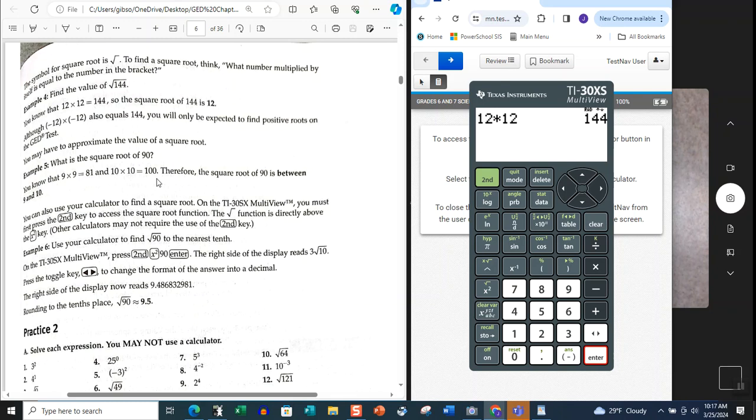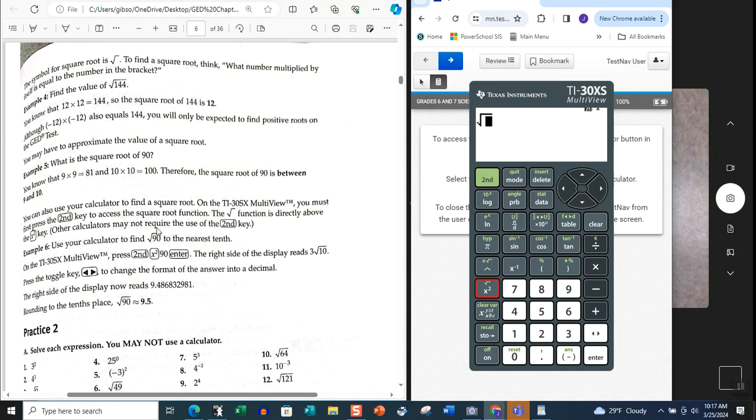On a TI-30 calculator, you must first press the second key to access the square root function. The square root function is directly above the x squared key. So let's do that. We'll press second, and then the x squared key. You notice the square root is there. You will hit that key. Now you have the square root.